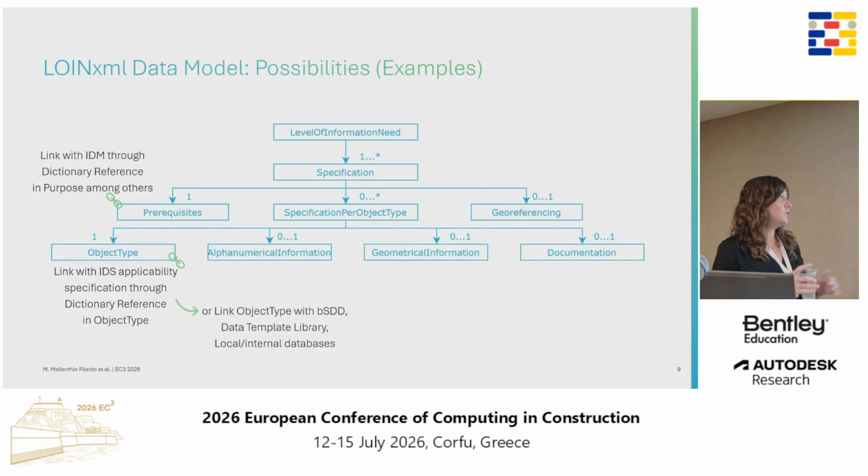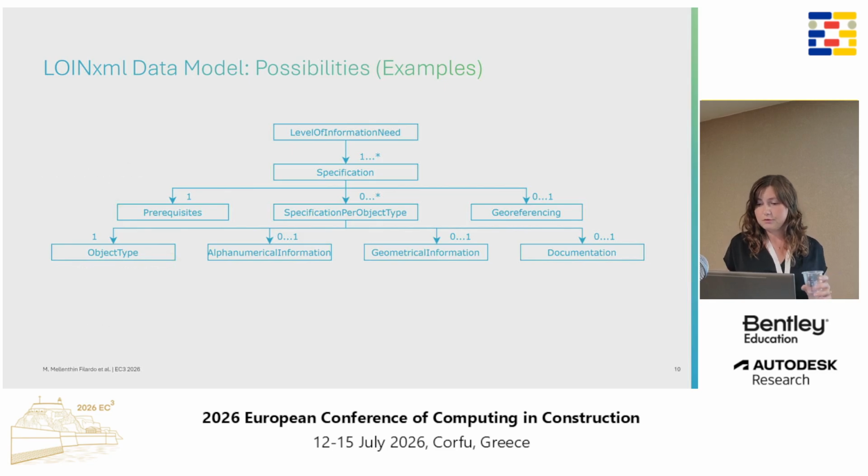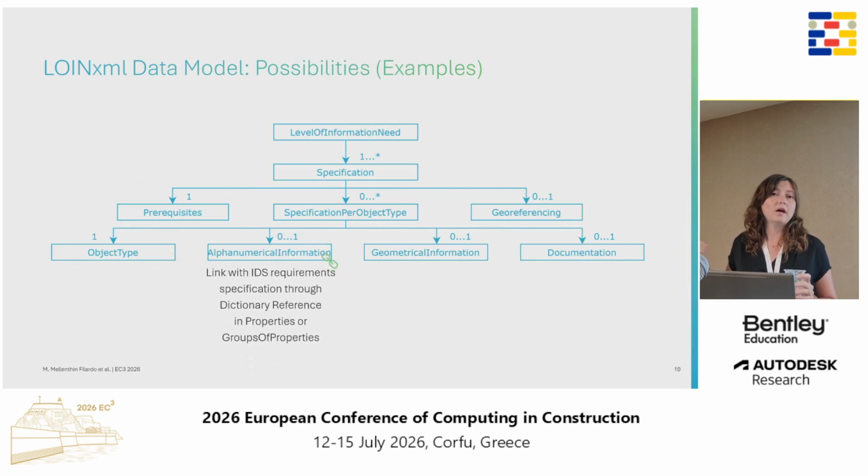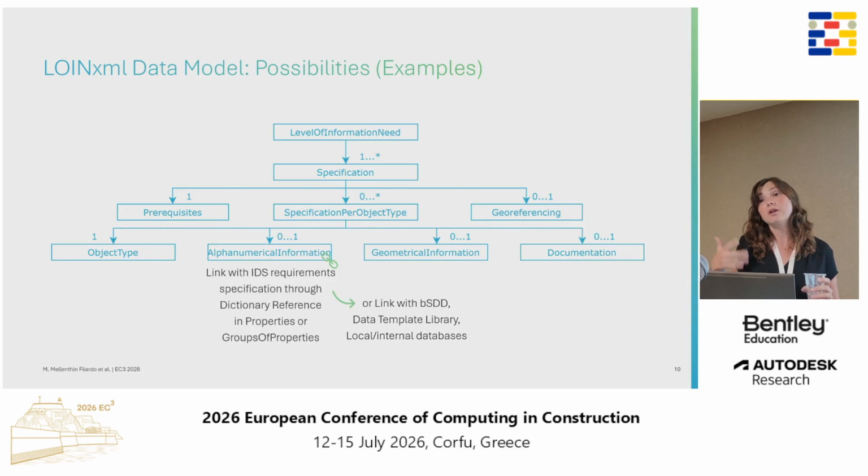And additionally, you can also link to the bSDD, other local databases, to data templates, if that's something that is being used. The same goes for the alphanumeric information. So you can also link to IDS requirements through the properties or group of properties elements. You can link to bSDD or local databases, but you can also use the data model to describe the properties and groups of properties inline inside the XML file. So it can be used as a standalone.